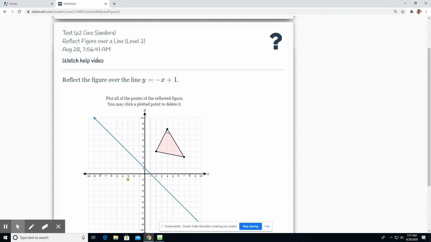Same thing for this one. Count how many to the line of reflection: 1, 2, 3, 4, 5, 6, 7, 8, 9, 10, 11. Down 11 then: 1, 2, 3, 4, 5, 6, 7, 8, 9, 10, 11. And I'll just check my work by going on the other side. 11 one way, 11 the other. Check.